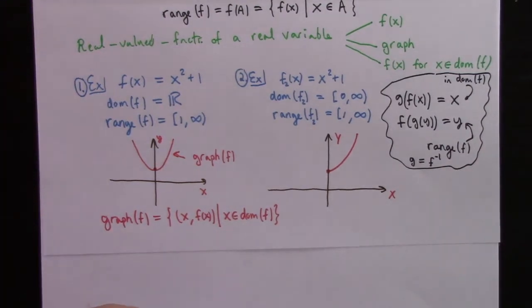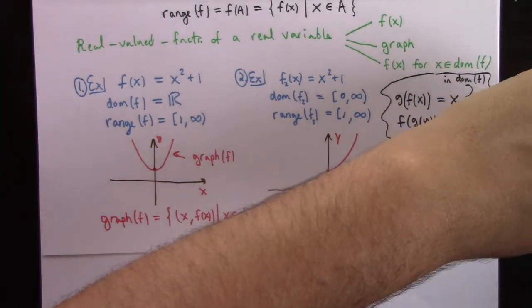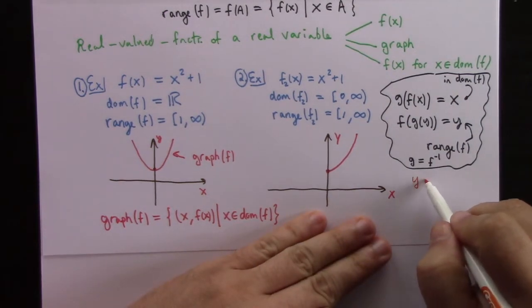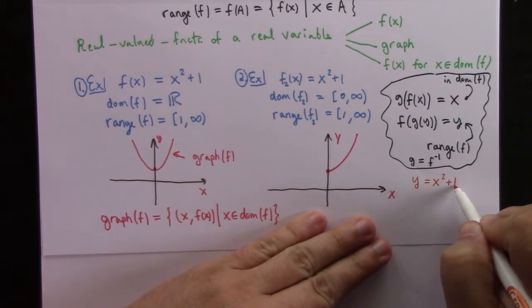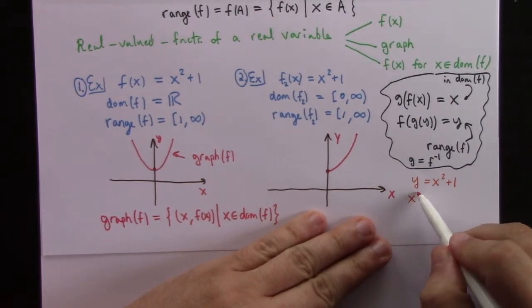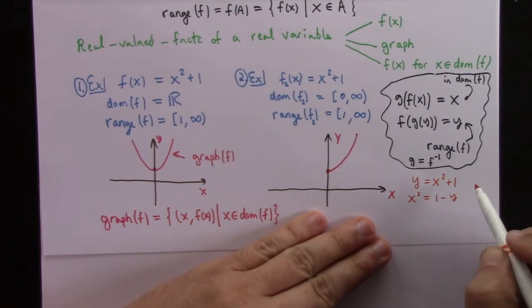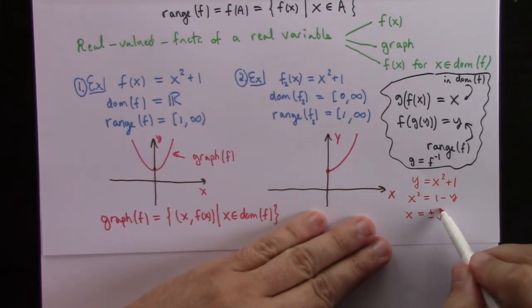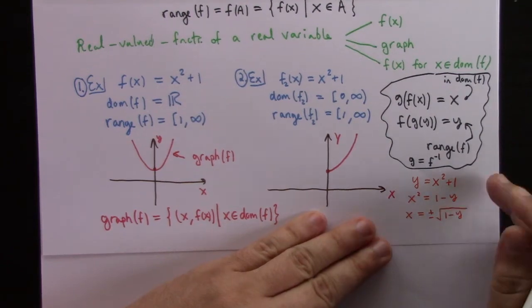Operationally, what do you do? Well, you basically write down the equation for the graph, in this case y equals x squared plus 1, right? And then you try to solve for x. So this says x squared is equal to 1 minus y, which then says x is equal to, well, plus or minus the square root of 1 minus y, right?